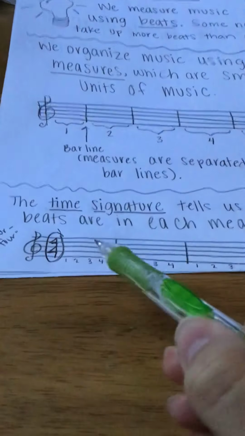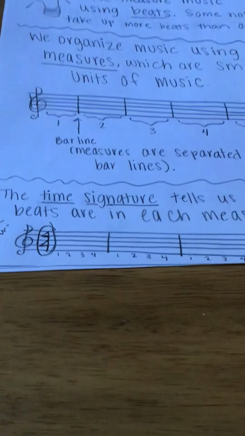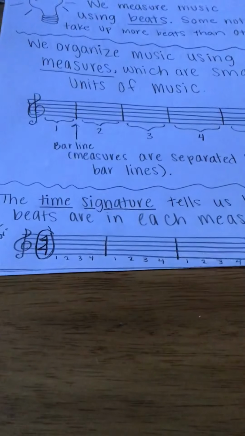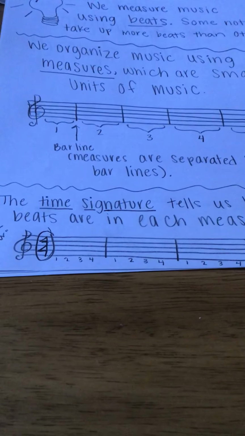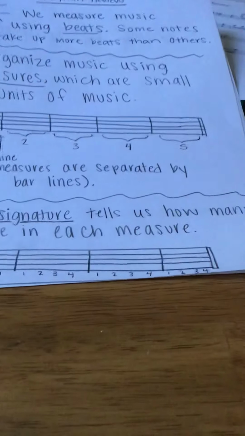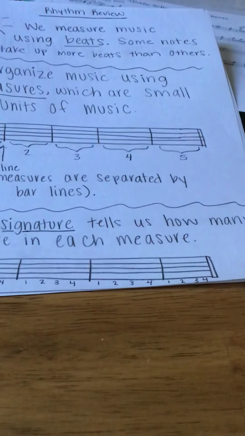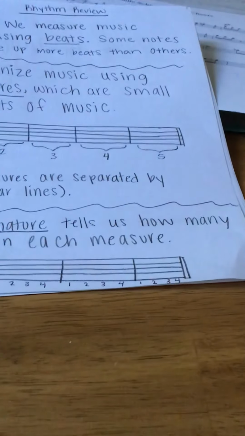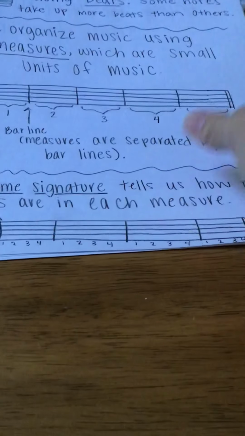I even counted out some beats under here. Let's go ahead and count it. Ready, count. 1, 2, 3, 4. 1, 2, 3, 4. 1, 2, 3, 4. 1, 2, 3, 4. So each measure gets 4 beats.